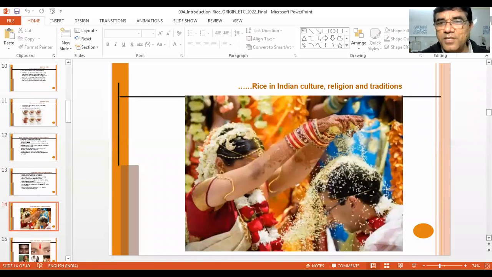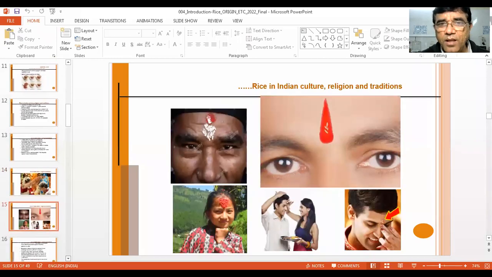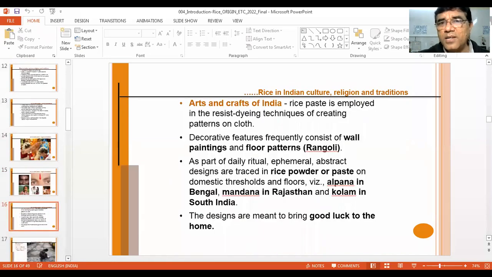Now you see such pictures in ceremonies. In some ceremonies you can find rice grains because they are a symbol of fertility. Now I think this forehead, on forehead we put it on many occasions. And in arts and crafts of India also, rice paste is employed in resist dyeing techniques of creating patterns on clothes. Decorative features frequently consist of walls, paintings, floor, because it was an old grain. So rangoli, people prepare rangoli from the atta. You can make its floor, and then you can prepare rangolis.